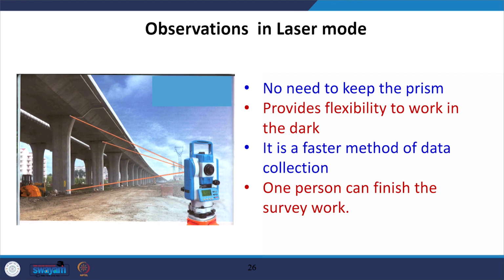Now we are also taking observations in the laser mode. In the laser mode there is actually no need to keep the prism. There could be locations on the ground where it is not possible to keep the prism, so here we can use the capabilities of the instrument in the laser mode. It also gives us flexibility to work in the night hours, because we can very easily see the laser beams. It is also a very fast method of data collection, because you do not have to move the prism from one point to another, so your speed of data collection becomes much faster, and the best advantage is that one person can finish the entire survey work quickly.